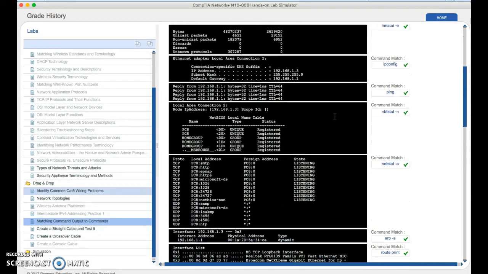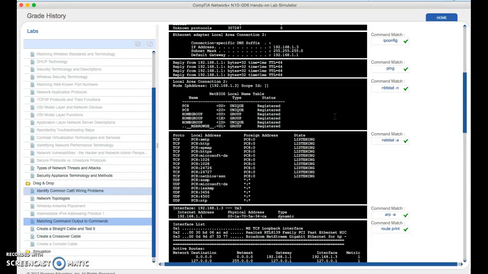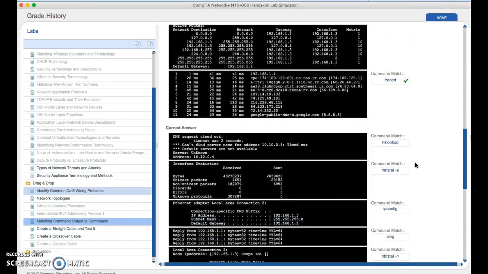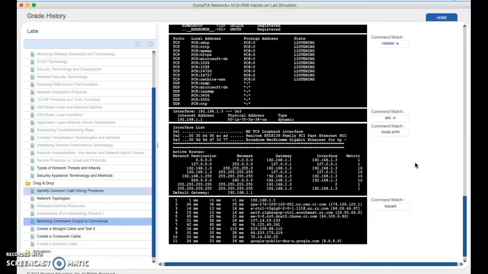Then I did matching command output to commands. Again, this one was a little tricky for me. I struggled to sort of understand what each command did and find out the information that I needed to answer the questions appropriately. So that one was a little bit harder.